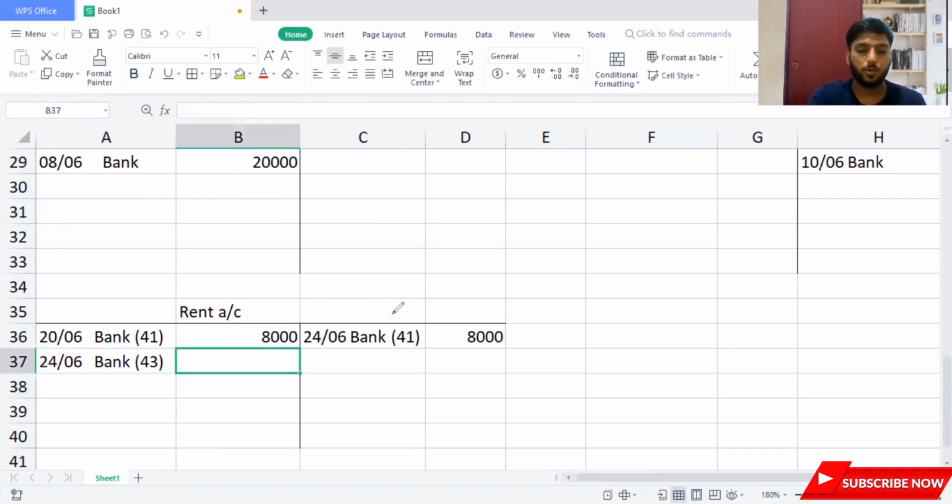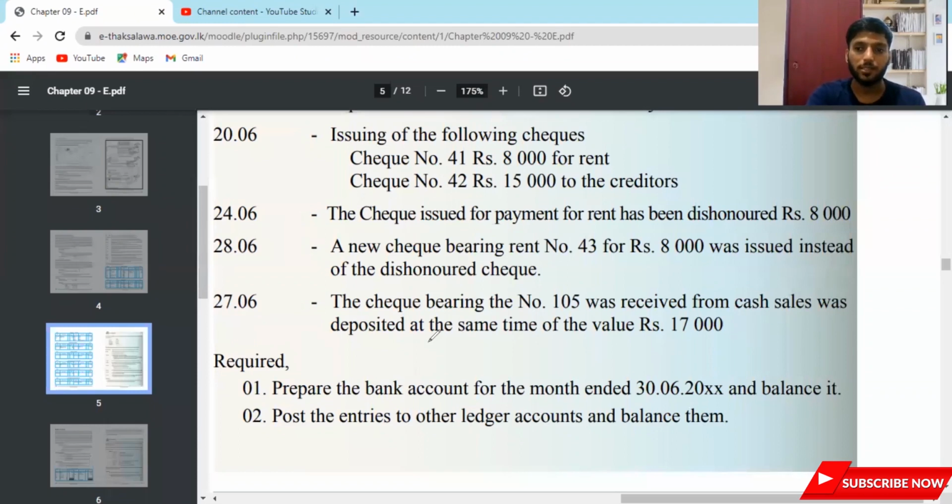Right guys, so I'm going to write here the 8,000. So record it easy. Then we move on to the next part of the sum. The check bearing number 105 was received from cash sales, and was deposited at the same time, of value 17,000. So though it was a cash sale, again they didn't take it into the cash book, but they took it into the bank account as soon as possible.